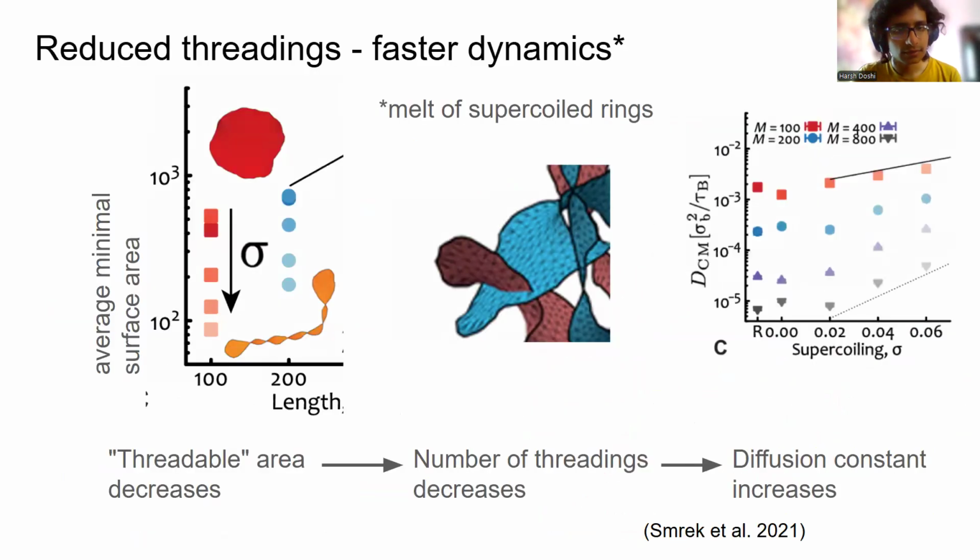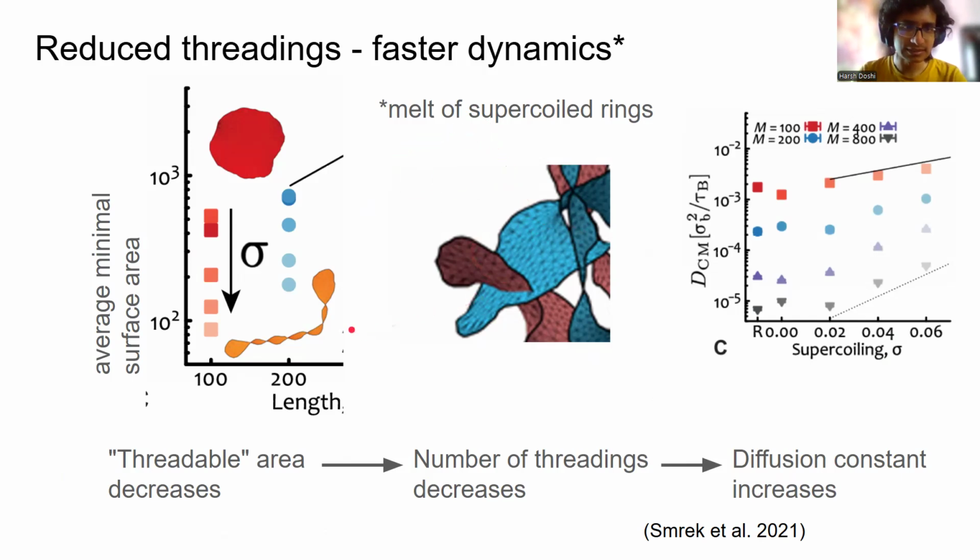Another consequence of supercoiling could be in the mobility of these DNA plasmids. So this was a study done by Smrek et al. in a melt of supercoiled rings, of supercoiled polymers. It does not directly relate to the case of bacterial or eukaryotic plasmids, but it still might be relevant.